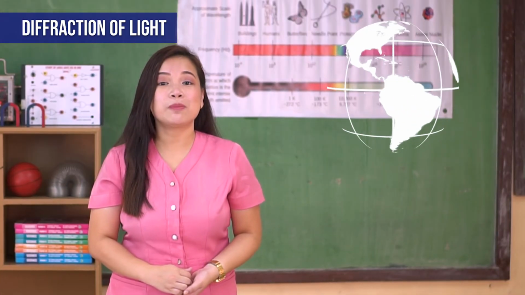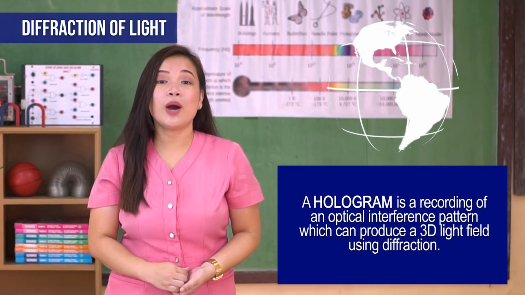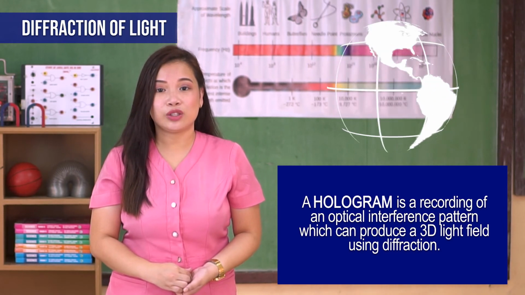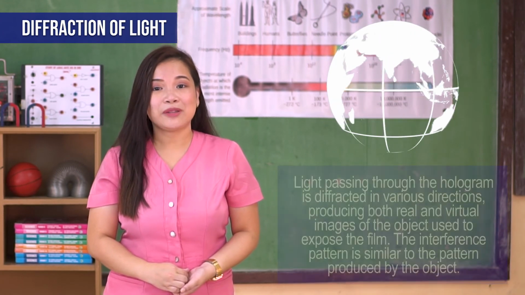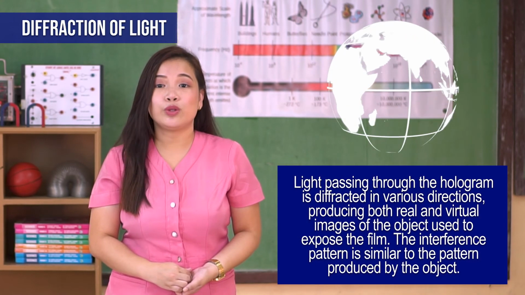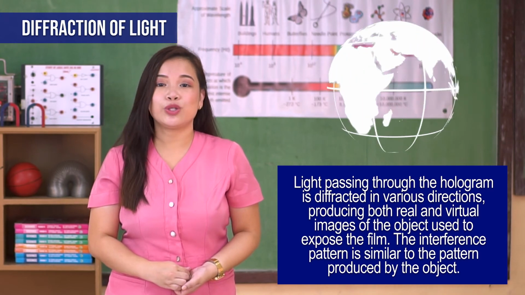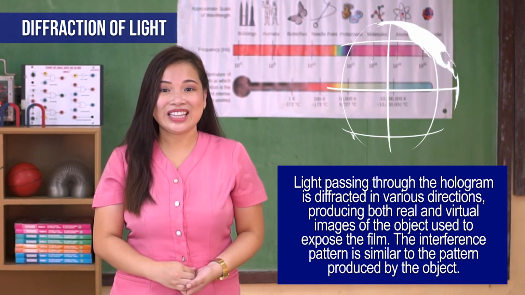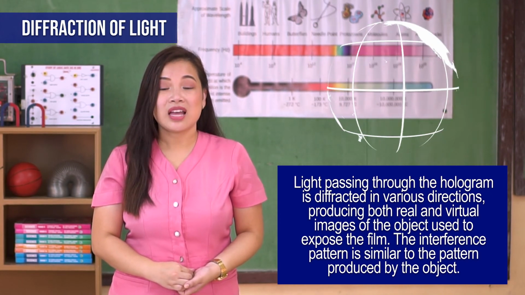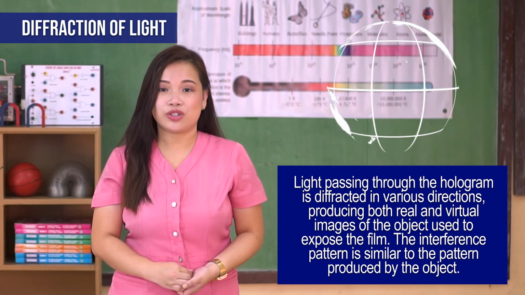Hologram formation is possible through diffraction. A hologram is a recording of an optical interference pattern which can produce a 3D light field using diffraction. Light passing through the hologram is refracted in various directions, producing both real and virtual images of the object used to expose the film. The interference pattern is similar to the pattern produced by the object. Thus, the image looks like the object and appears three-dimensional.